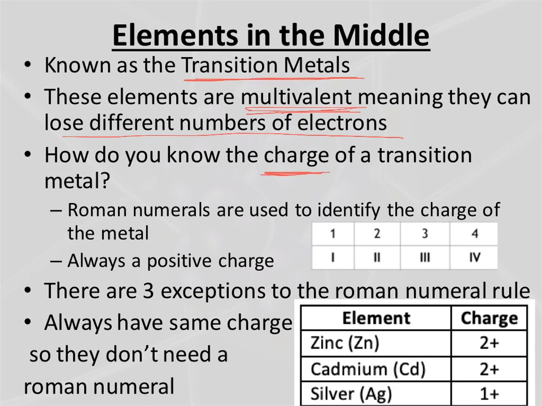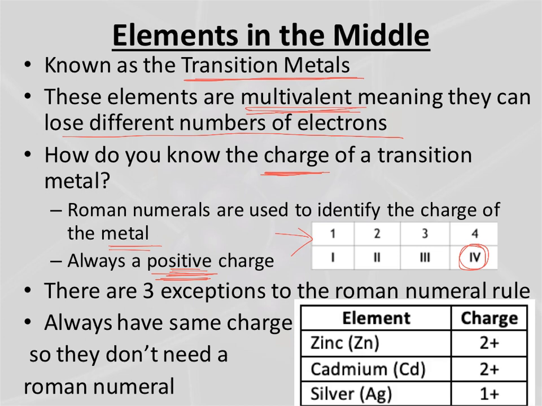Well, the charge is going to be identified through Roman numerals. So you need to know your Roman numerals through 4. The only one that's kind of tricky is maybe 4. It's this little IV symbol. Anything in the middle or the skip column with a Roman numeral is always going to be a metal, which means it's always going to have a positive charge. So if I see something with a Roman numeral of 3, it's going to be a positive 3.